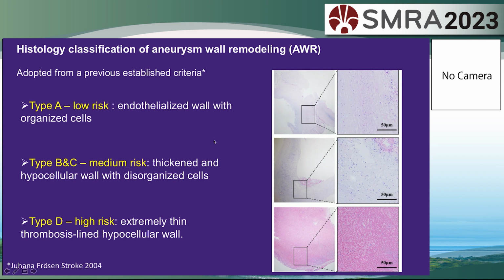We divided them into three types. Type A is low risk, where the endothelial cells are well organized. Type B and C are medium risk, where you can see a thickened and hypercellular wall with disorganized cells. Type D is high risk, with an extremely thin, thrombus-lined hypercellular wall.